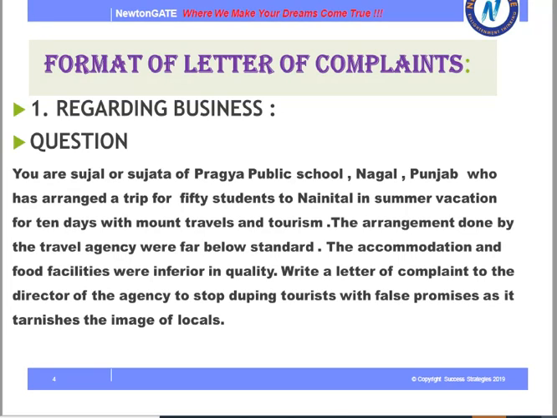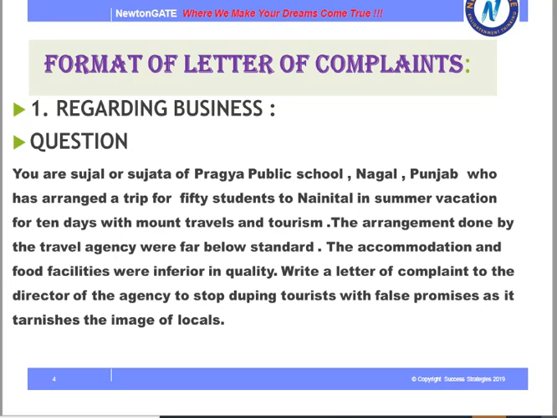Now let's see the example. This is the format of a letter given for a complaint against a travel agency. Let's follow the question. You are Sujal or Sujata of Pragya Public School, Nagal, Punjab, who has arranged a trip for 50 students to Nainital in summer vacation for 10 days with Mount Travels and Tourism.